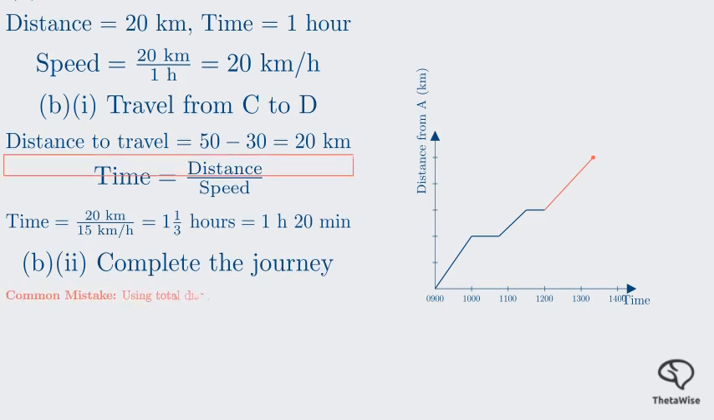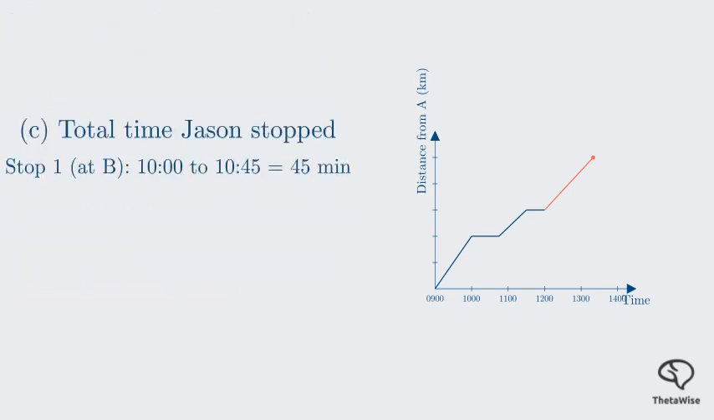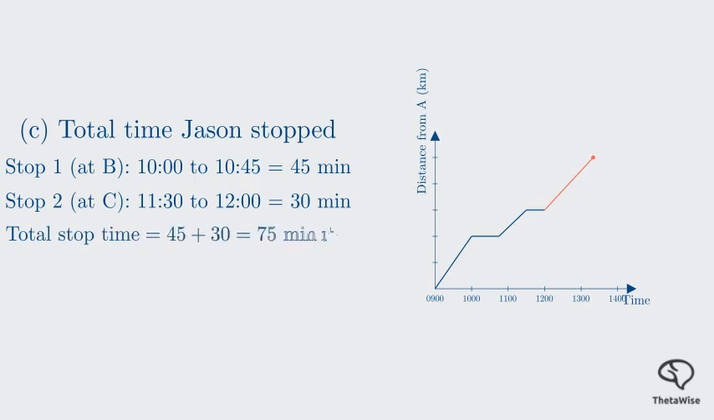A common mistake is forgetting that the vertical axis represents distance from town A, not distance traveled in that specific leg. Always subtract the coordinates to find the leg distance. In part C, a horizontal line on a travel graph means the person is stationary. There is one stop between 10:00 and 10:45, which is 45 minutes. There is another stop at town C from 11:30 to 12:00, which is 30 minutes. The total stop time is 75 minutes.